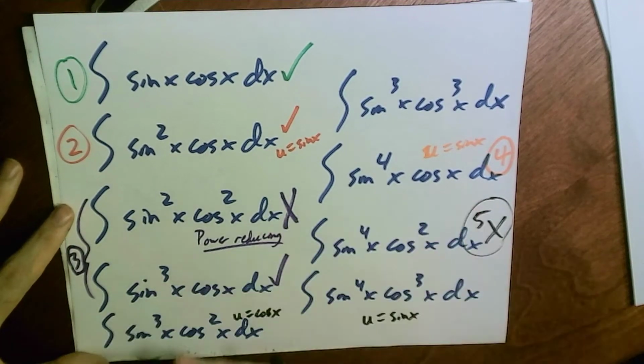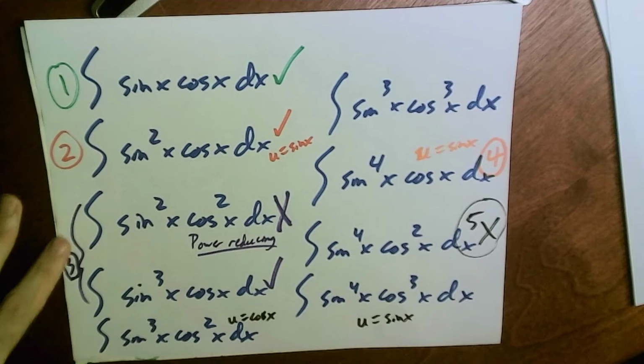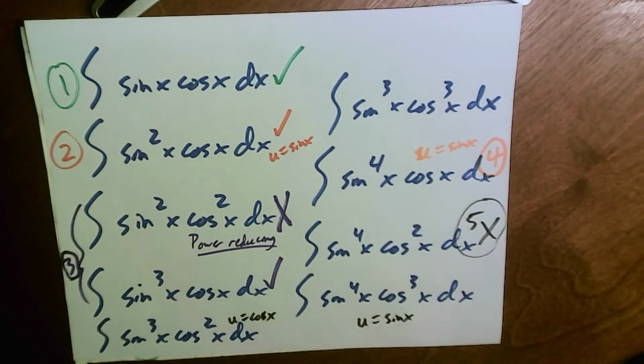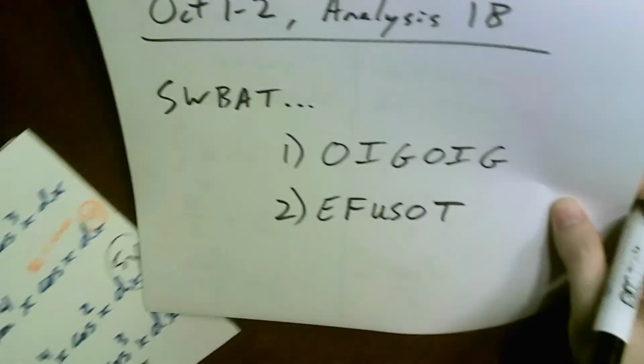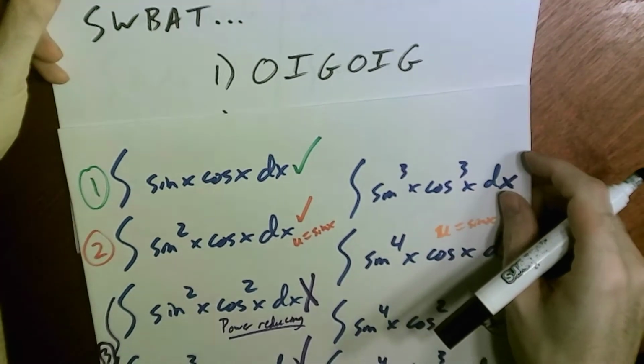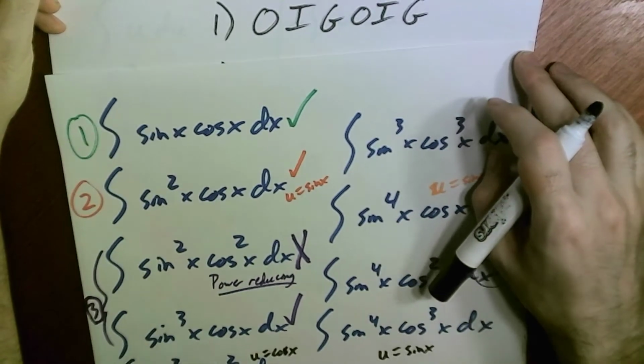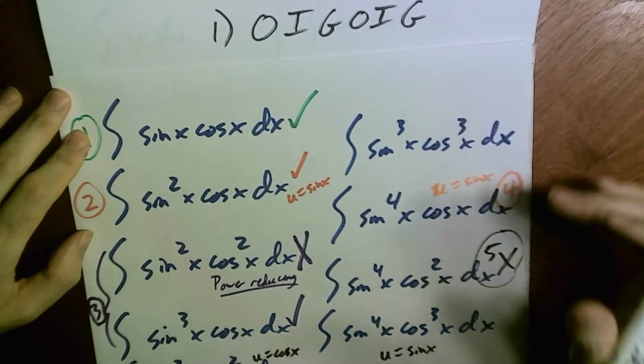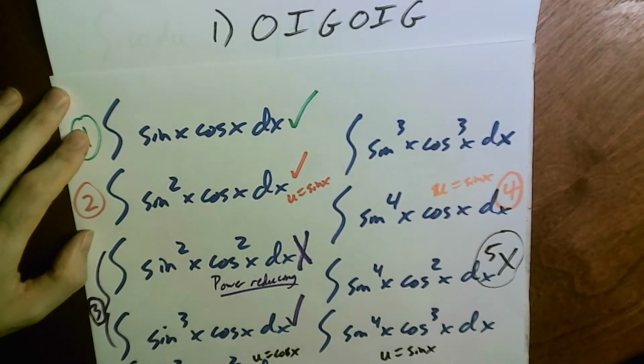So now that we've gone through all of this, what's the pattern here? What is it that we're actually claiming as a rule, as a technique? And here's where we go back to the name. The name is OIGOIG. So let's look at our pattern here.